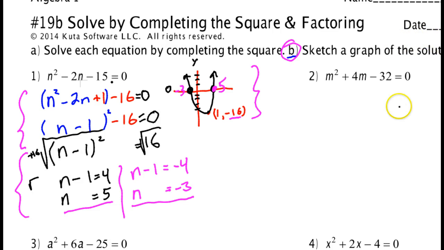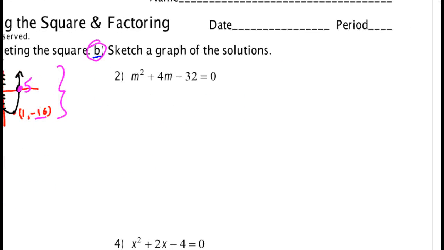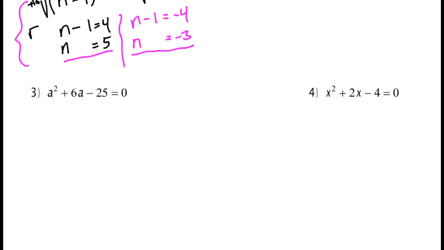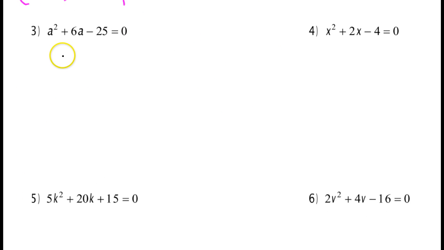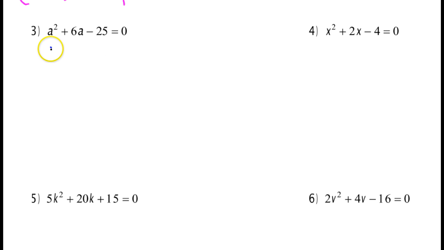Do you want to do another one here? Yeah, let's try number 2. And I think, well, actually, no. Let's try number 3. Yeah, let's do 3. All right, so you guys started off. I'm sure you know how to do the first part by now.